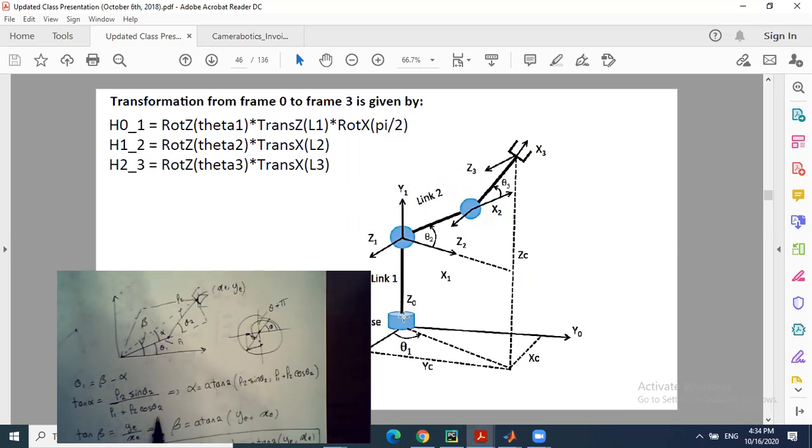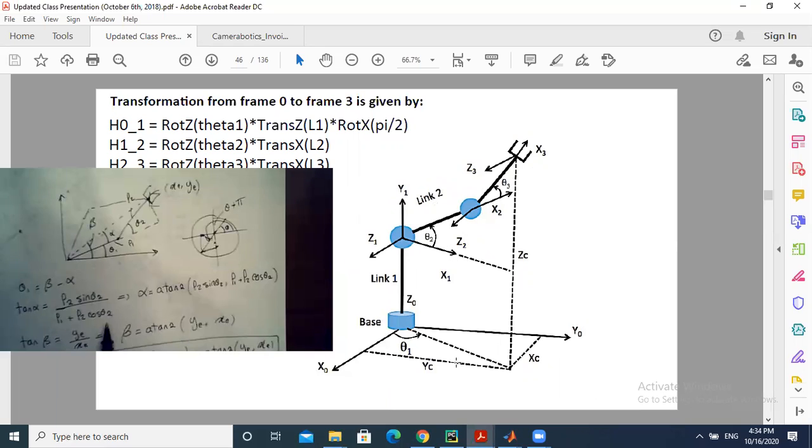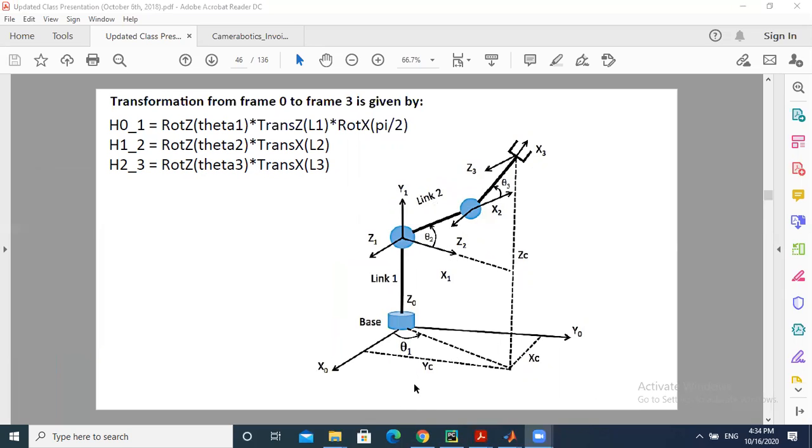And now that I actually have solved for my angles, I can use my homogeneous transformations to plot the robot, right? So what is H? Now that I have theta 1, theta 2, and theta 3, I can do my homogeneous transformations between the various frames. I can do H01.